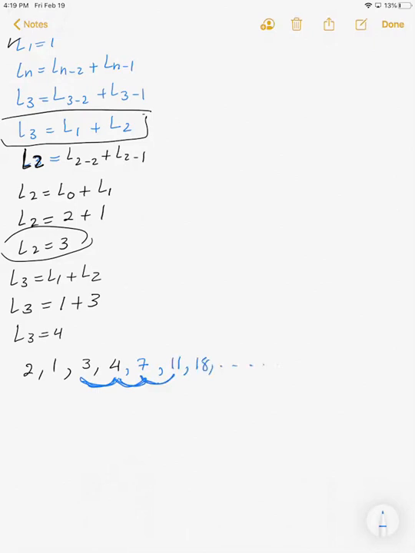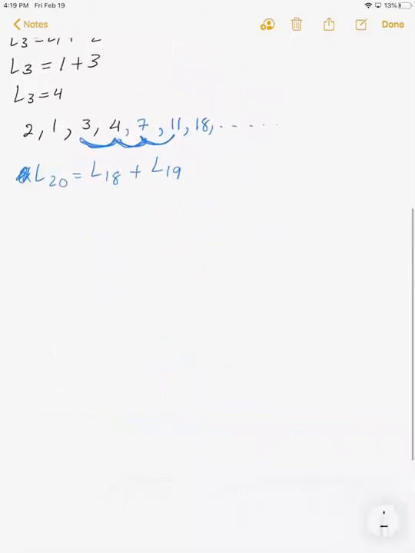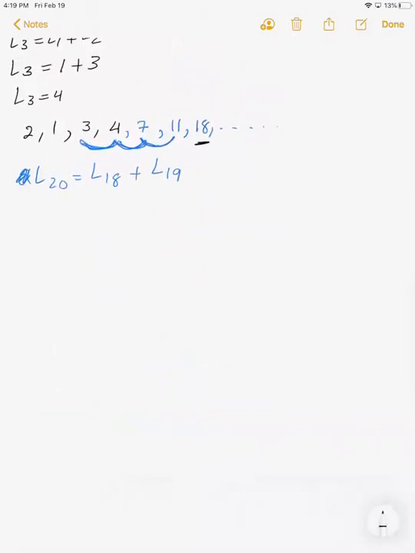But as you see, if I want to find L20, I need to know L18 and L19. So I have to find L18, L19, and then to find L18, I need L16 and 17 and so forth. For that reason, we can come up with an explicit formula to find a particular Lucas number. So let's say if I want to find this one without knowing the two previous ones, we can use a formula which is called an explicit formula.